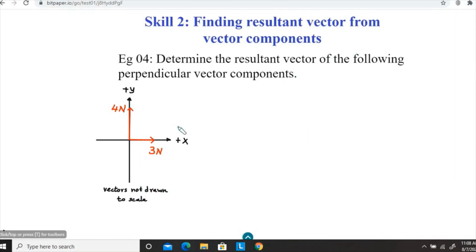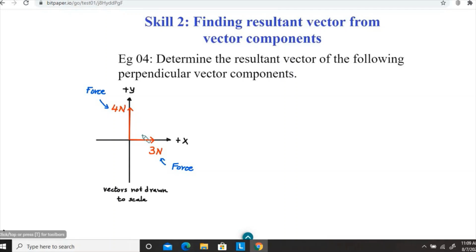We have to find the resultant vector of the given perpendicular vector components. Now remember, these are forces. So this is a force. That's why you have the units of newtons. 4 newtons in the positive y direction, and then there's a force, 3 newtons in the positive x direction. Remember, forces are also vectors, and we will be dealing with forces most of the time in this course. So that's why I got this example.